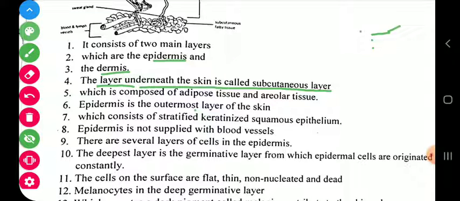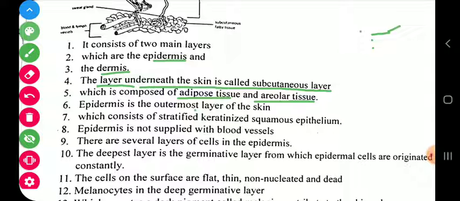Now what is this subcutaneous layer composed of? It is composed of number 1, adipose tissue, and number 2, areolar tissue. So the layer underneath the skin is called the subcutaneous layer, which is composed of adipose tissue and areolar tissue.